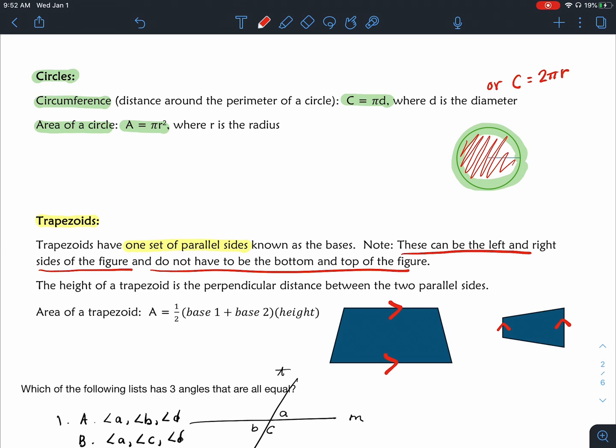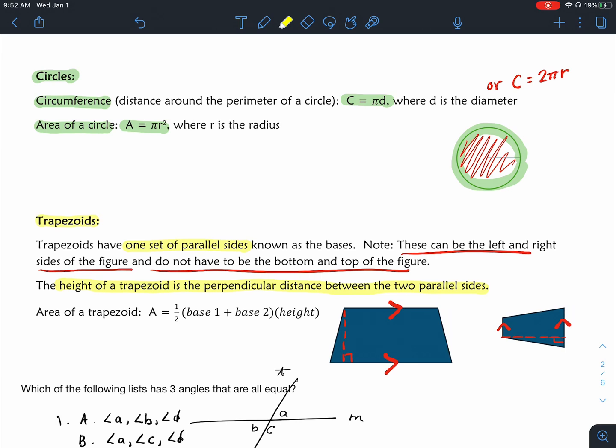Also, one other thing worth noting is that the height of the trapezoid is whatever the perpendicular distance is between the two bases. So for example, the height of this first trapezoid here is not these diagonal sides. The height would be whatever this perpendicular distance is there, or in this other case, the height would be the perpendicular distance connecting the two bases.